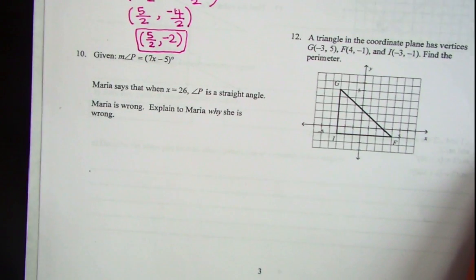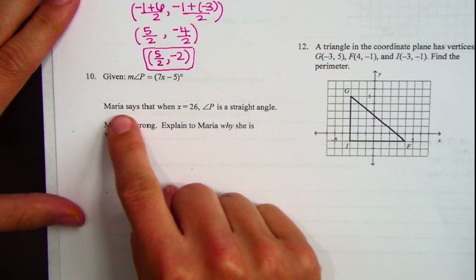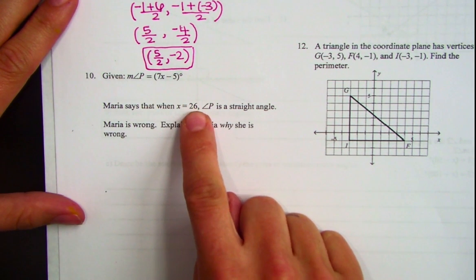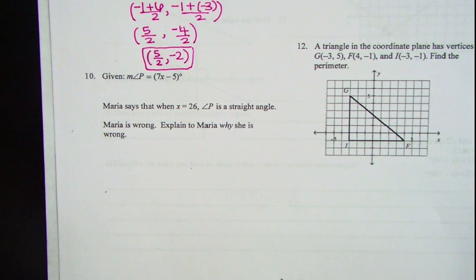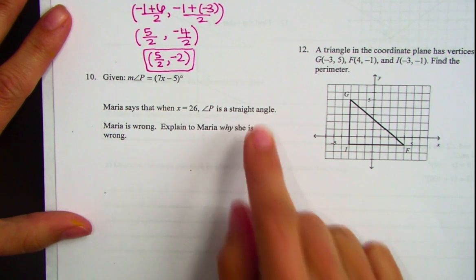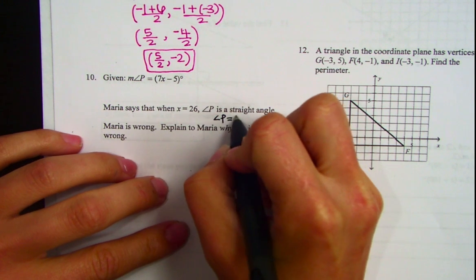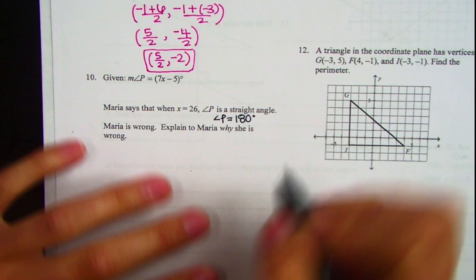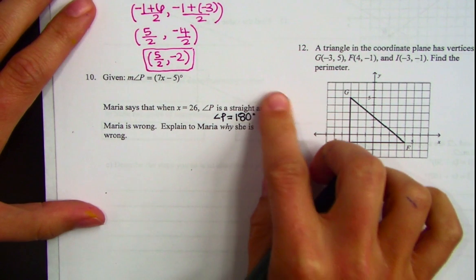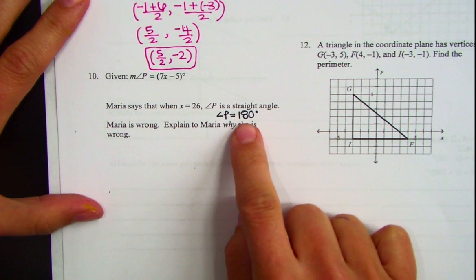Number 10. We're given that the measure of angle P is 7x minus 5 degrees. Maria says that when x is equal to 26, angle P will be a straight angle. Maria's wrong, and we're going to explain why she's wrong. So first of all, we need to know what it means for angle P to be a straight angle. If she's saying that angle P is a straight angle, she is saying that angle P is going to equal 180 degrees exactly, because that's what a straight angle is. It's an angle of 180 degree measure.